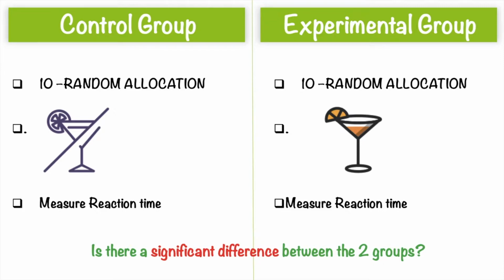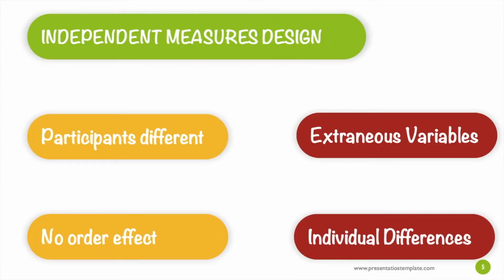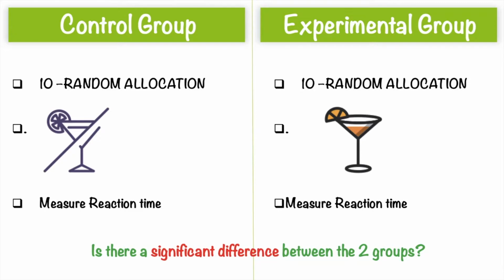So now this design is called an independent measures design. And why is that? How do we understand that? What you have to look at is whether the participants involved in the control group are different from that of the experimental group. In this case, it's different. No same participant is involved in both the conditions, right? Therefore, it is called an independent measures design.